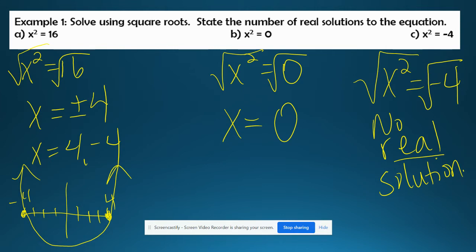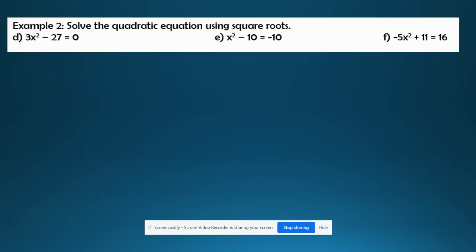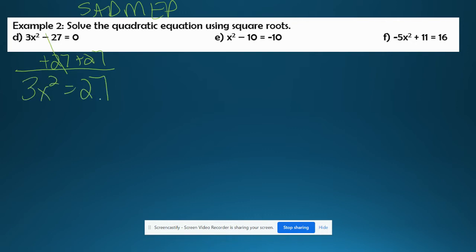Let's see what this looks like when we do some other math. So for letter D, in order to get to just x squared, we have to move the 27 and the 3. Remember, we're doing PEMDAS backwards, which is SADMAP, so we start with subtracting or adding. We got to move that 27 over. The opposite of minus 27 is plus 27 to both sides. 3x squared is equal to 27. Divide by 3. Divide by 3. That reduces to 1x squared is equal to 9.